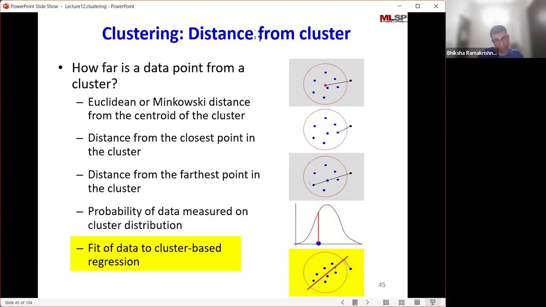Or we can do something more crazy. We could try to fit a regression to the data points in a cluster, and then given a new data point, you could see how far it was from this regression line. These are all different ways of quantifying the distance of a data point from a cluster.